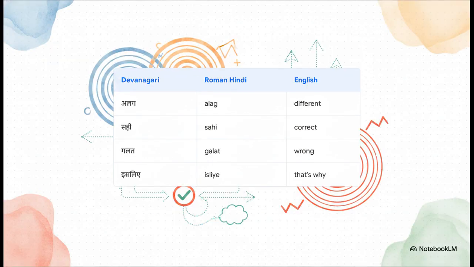Okay, now let's look at how our adjectives and our special extra connecting word will really bring our practice sentences to life. Alag. Alag means different. Sahi. Sahi means correct. Galat. Galat means wrong. And then there's our crucial extra word for today, isliye. Isliye translates to that's why or therefore. And guys, this word is an absolute game changer. It's the glue that lets us connect two separate thoughts into one fluent native-sounding sentence.